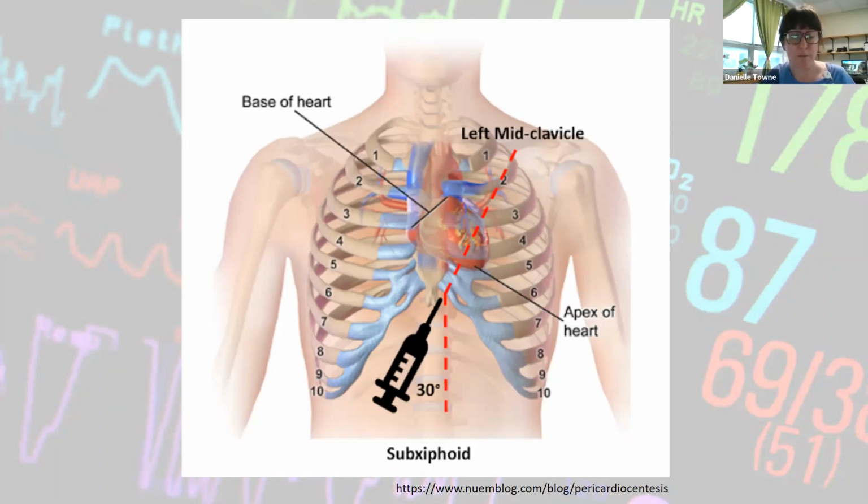You shouldn't see bright red blood, because that might indicate that you actually went through the pericardium into the ventricle, right? Because you'd be getting bright frank blood. Usually it's a little bit darker because it's been sitting in that pericardium for a little bit of time.